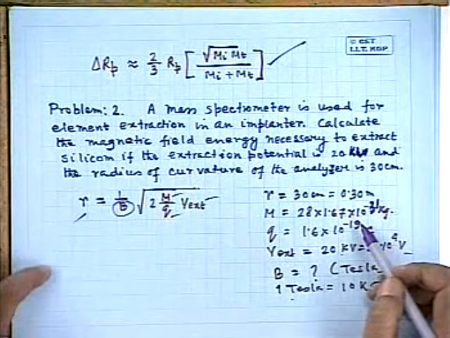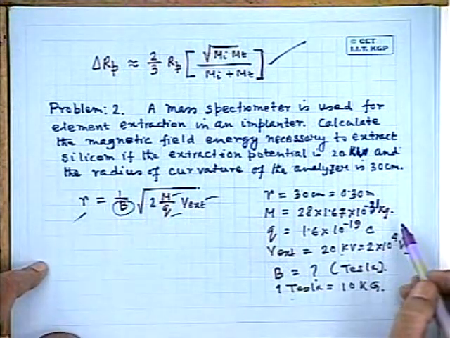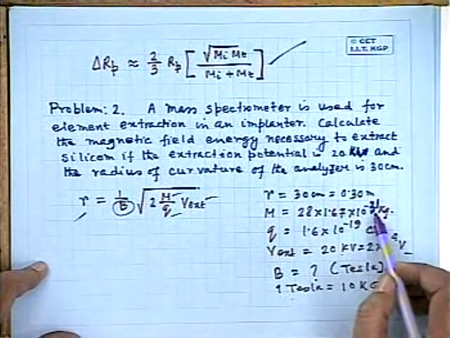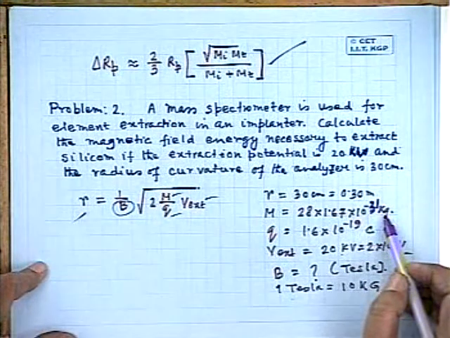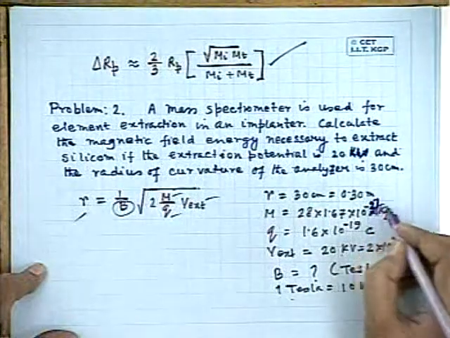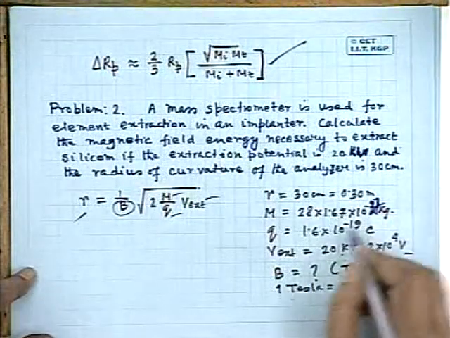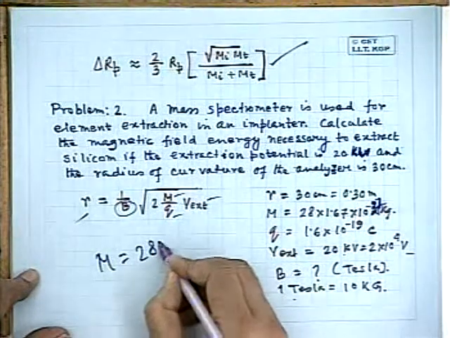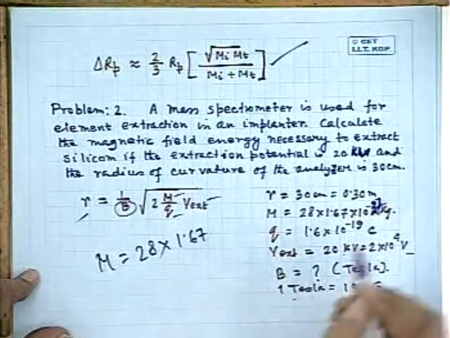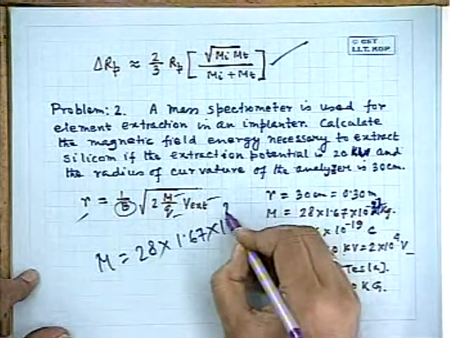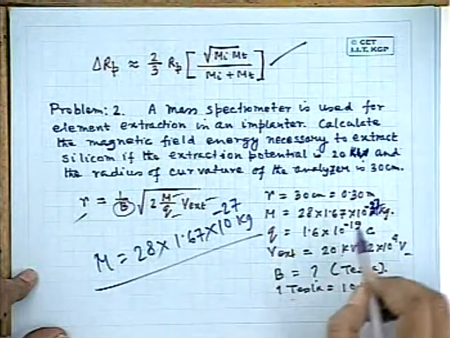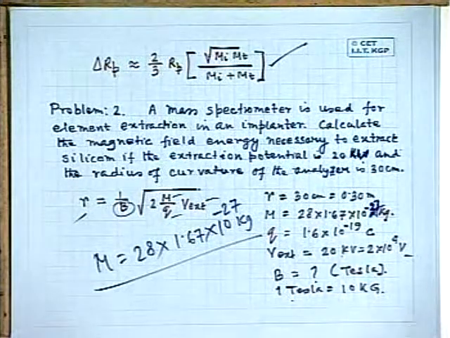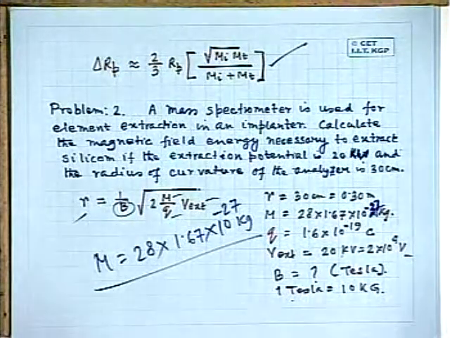1.67 into 10 to the power 27. Oh, that is 27. The 7 I missed here; I have written 2, it will be 7 here. That is, M is equal to 28 into 1.67 into 10 to the power minus 27 kg. Okay. So this is the mass, 28 for silicon. Okay, so let me stop here.